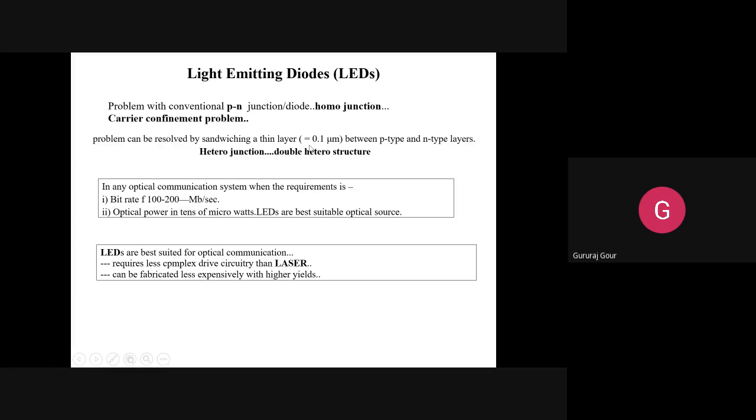So we are slowly moving from the homo to the heterojunction, because later today we'll see that most of the LED variations are heterojunction type. We don't want the carrier confinement problem, we want it to be minimized, and later we want optical confinement. Carrier confinement we don't want, that's why we are going from homo to hetero. How it is going to be achieved, we'll see later.